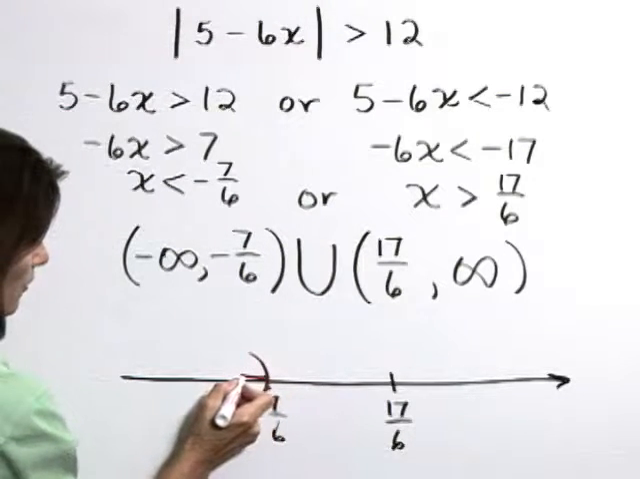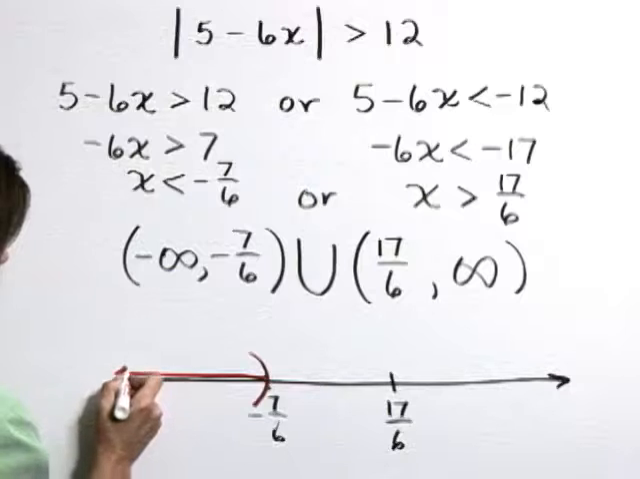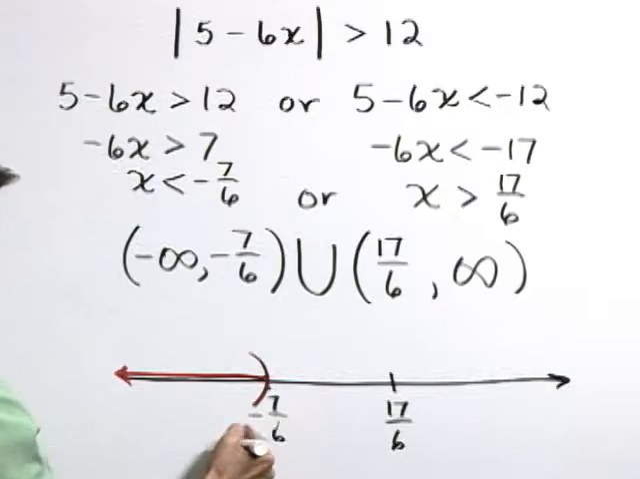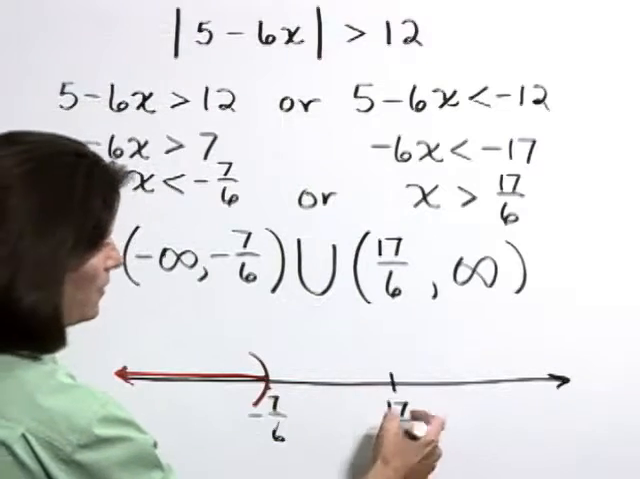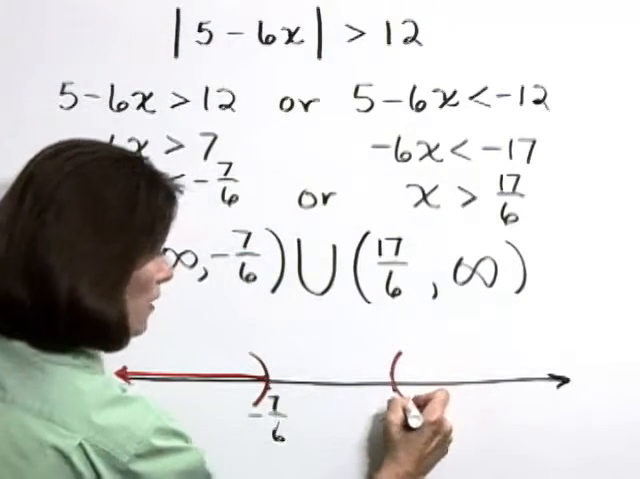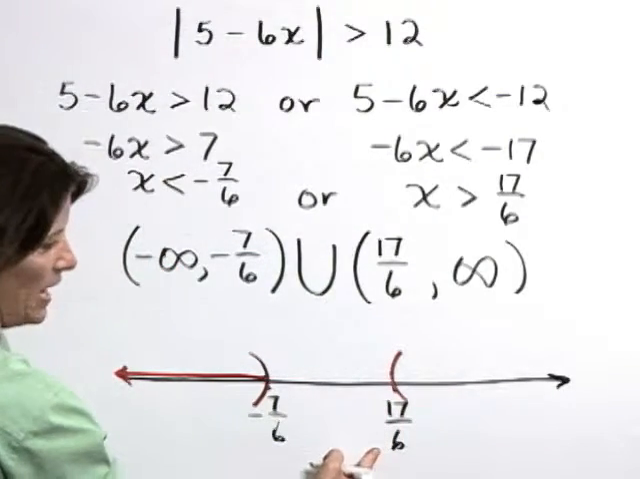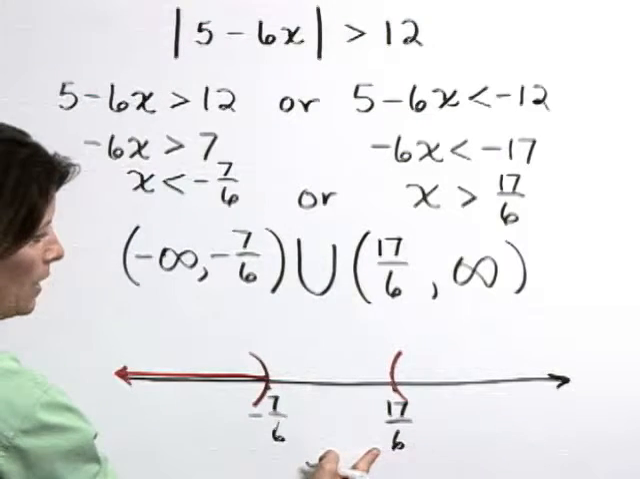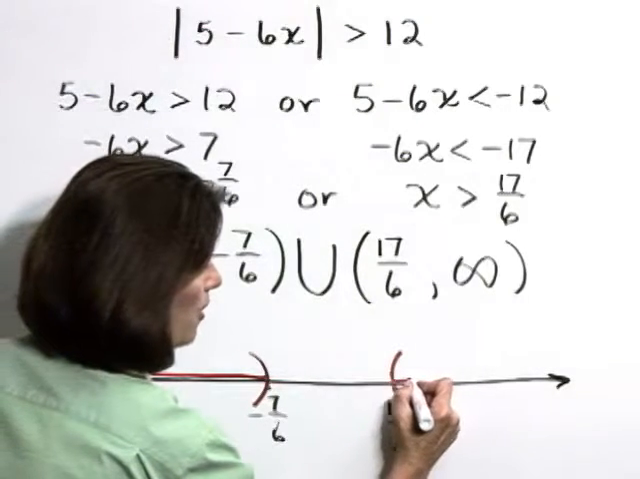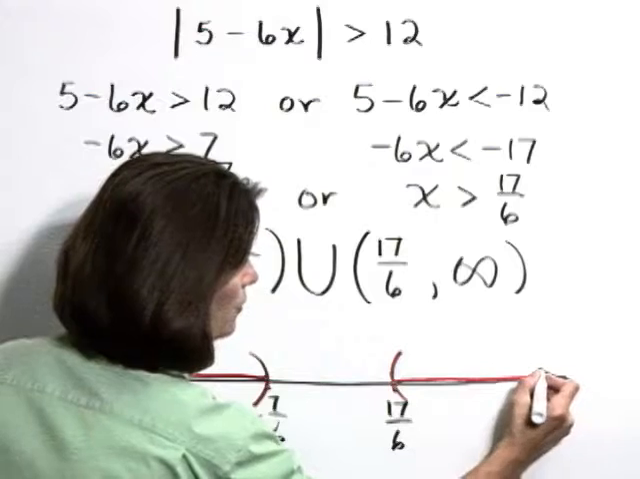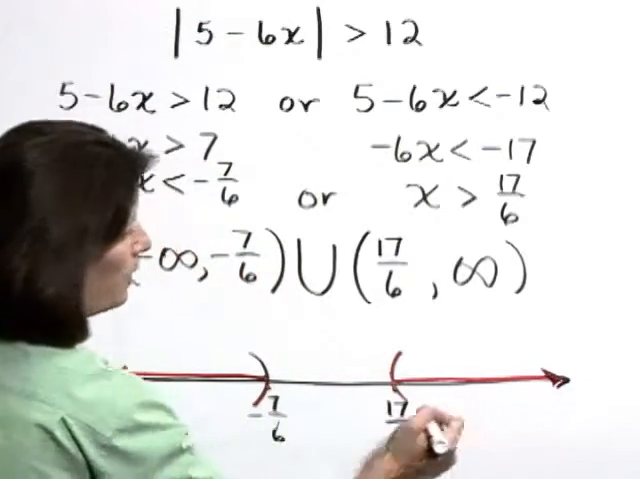and values here from negative infinity up to a negative 7/6. On our right-hand side, we're going to use a parenthesis as well, showing that 17/6 is not included in our solution set. And bold this arrow to indicate all these values to the right of that up toward positive infinity.